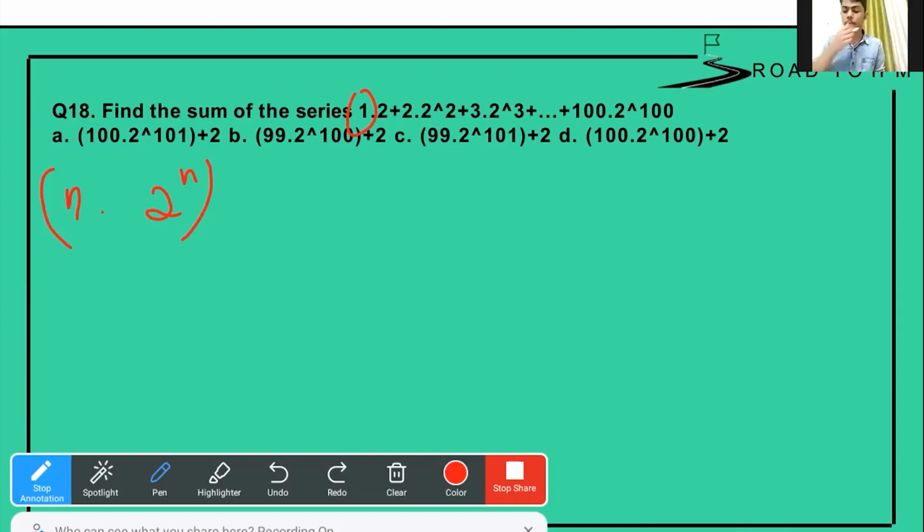If you look at the sum, the final term is 100 multiplied by 2 to the power 100. Add that to the first two terms: the first term is 2, the second term is 4, 8, so 2 plus 8 is 10. So the sum should obviously be greater than 100 multiplied by 2 to the power 100 plus 10. But if you look at the options, these two are lesser than this. So we can conclude that B and D are not going to be the answers. Instead, it's going to be A or C.